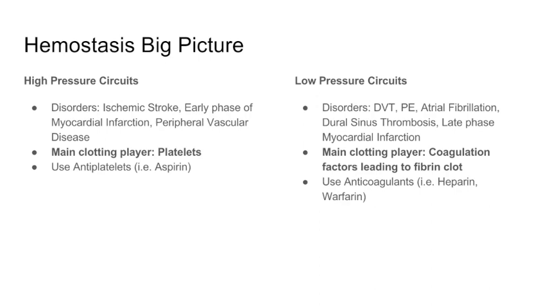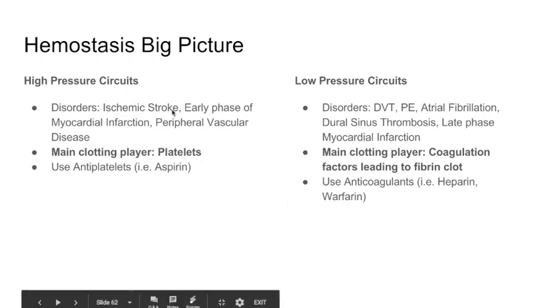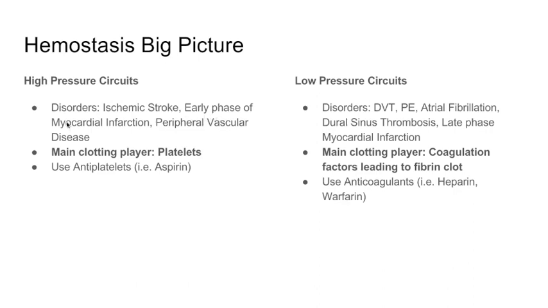So whether it's the aorta, the coronary arteries, the cerebral arteries, or the peripheral arteries, all of these arteries have high pressure in them. And the disorders that are caused in high pressure circuits are ischemic stroke, so in the cerebral vessels, the early phase of myocardial infarction, and peripheral vascular disease. So this is what I mean by high pressure circuits.